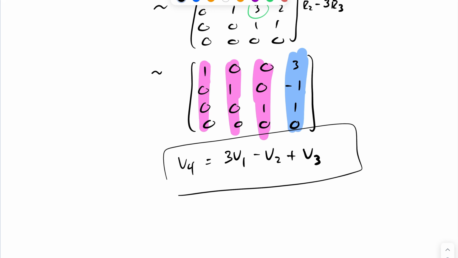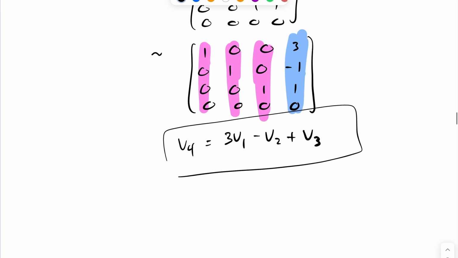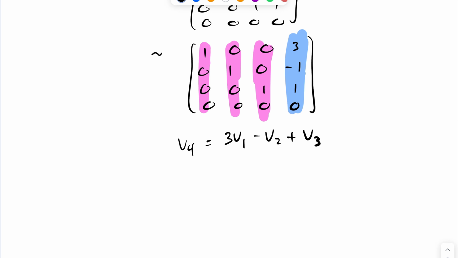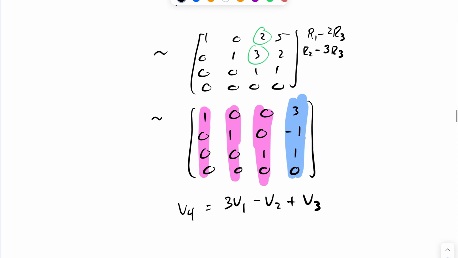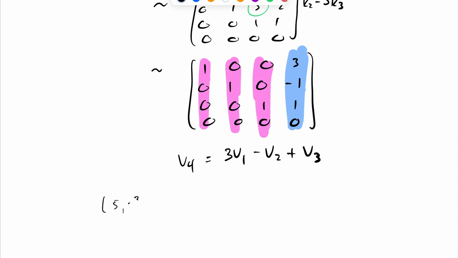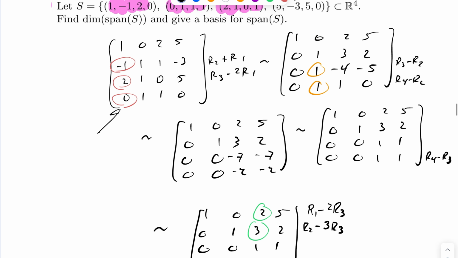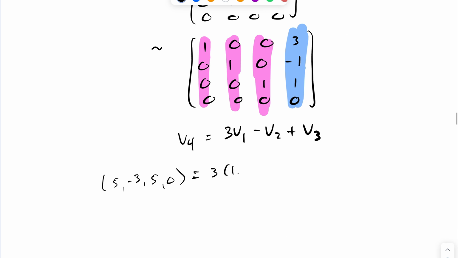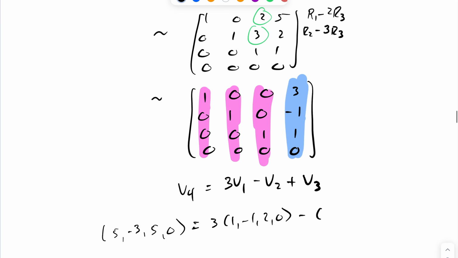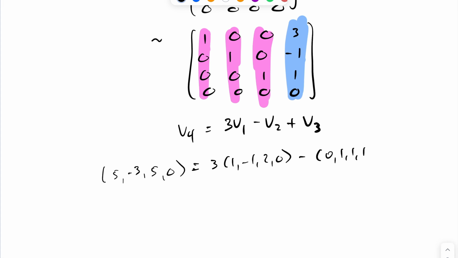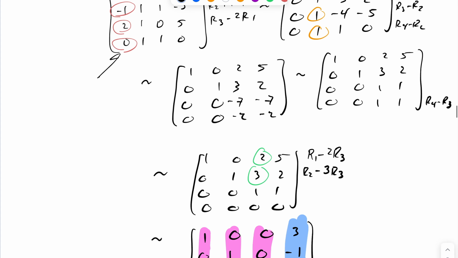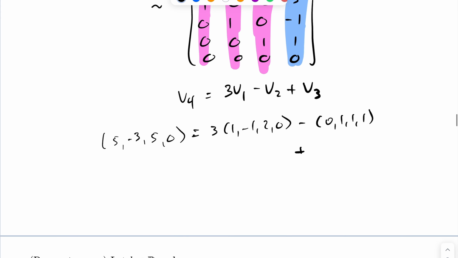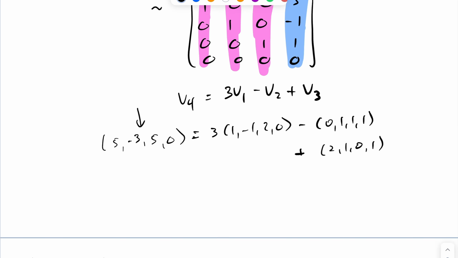and that's indicated in our matrix here, but you can also double check this. Just to show you guys, if I write down vector v4, which was 5, negative 3, 5, 0. I take 3 times vector v1, which was 1, negative 1, 2, 0, minus vector v2, which was 0, 1, 1, 1, plus vector v3, which is 2, 1, 0, 1. I should get this vector here, so let's check this out.